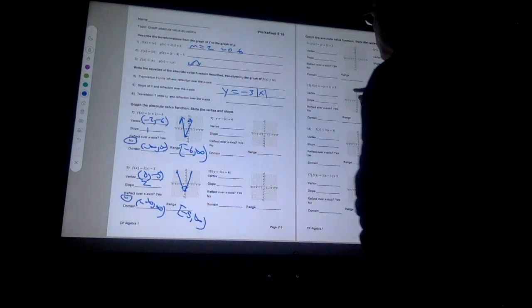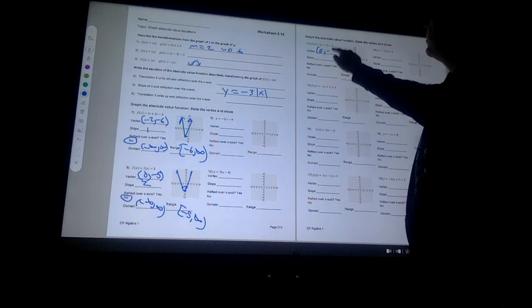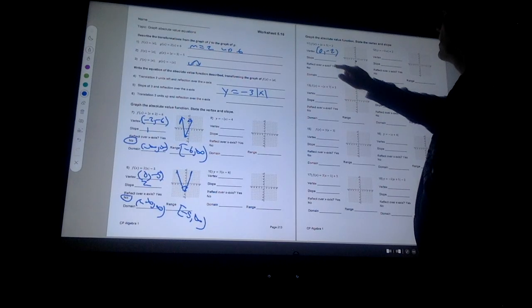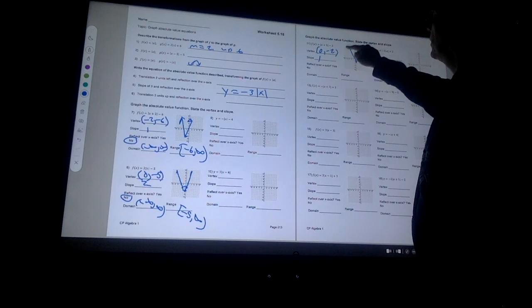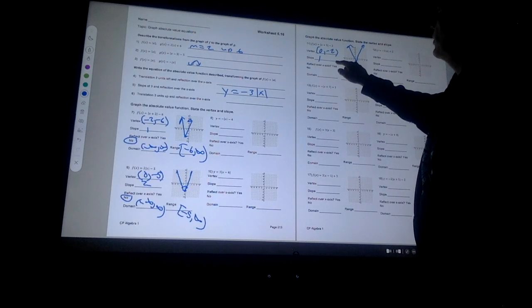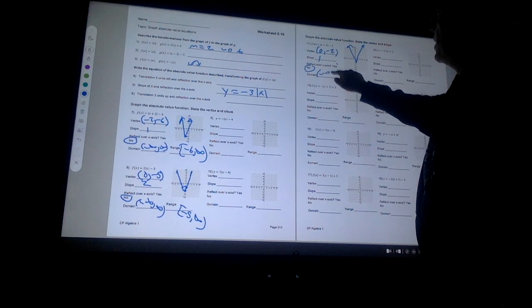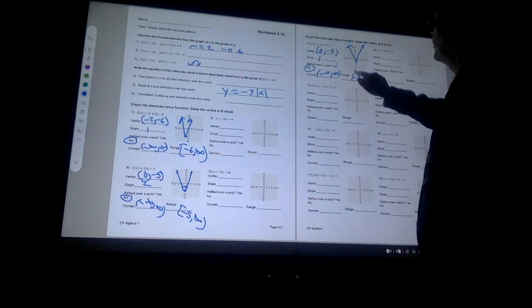Number 11, our vertex is going to be 0, negative 2. Our slope is 1, so up 1, right 1, up 1, left 1. Reflect over, no. Domain, negative to positive infinity. Range, negative 2 to infinity.